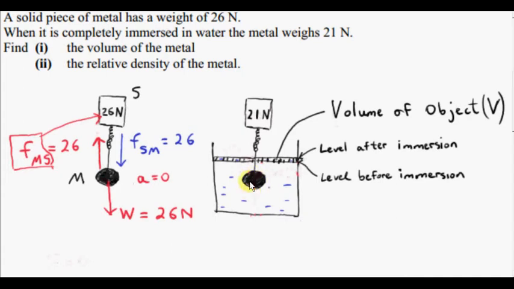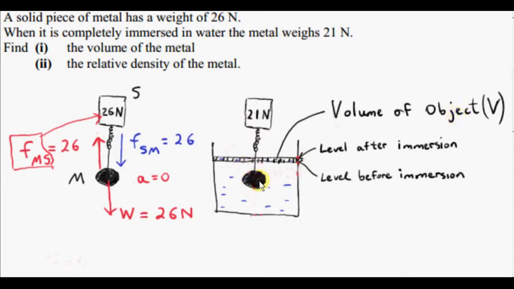Now, the object is immersed in water and the water level rises. So this point here is the level before immersion. So the water rises to a new level. And the water that's displaced or pushed out by this object must equal the volume of the object.